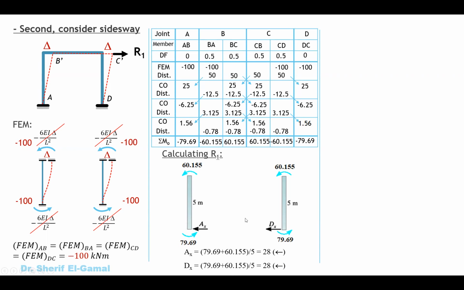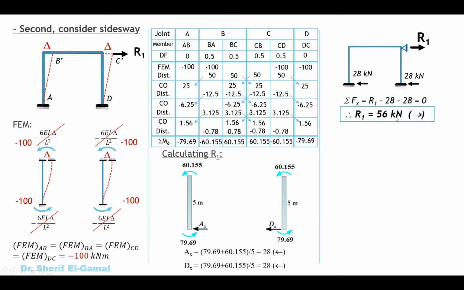You can see in this way here, both of them are going in the same direction, but this is not always the same. If you have a frame with a column going up and a column going down, you will not have the same direction. But if the columns are both in the same direction, you will have both of them in the same direction also. Now we got the AX and DX. Let's draw a sketch of the frame, and we have now 28, 28. Don't add any loads here because this is the second case. We apply only displacement. So if you have any loads here, they will not be added in the second case. Now summation of force equals 0 in the horizontal direction. We can get R1. R1 equals, in this case, 56 kilonewton.